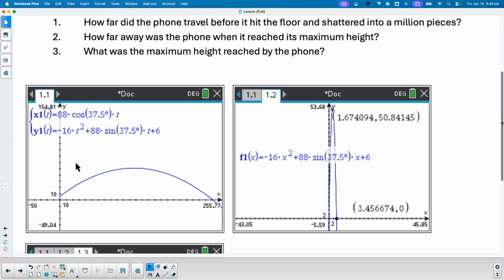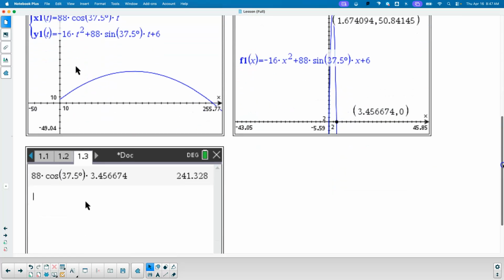Question number 1 was how far did the phone travel before it hit the floor and shattered into a million pieces? So that one, you have to first make this second graph. This first graph was the parametric path of said phone. The second graph was the parabolic height of the phone, and so it was in the air for 3.456674 seconds, which we also found in the last example. So you have to plug that value in for x of t. So there's our 241.328 feet that the phone flew. This was the answer to number 1, right there.